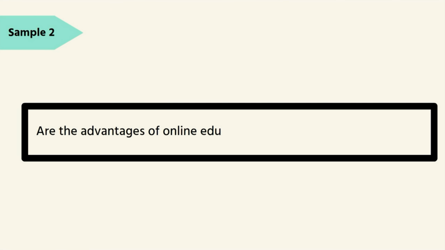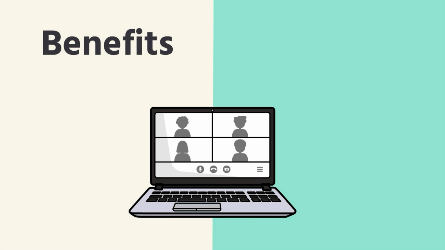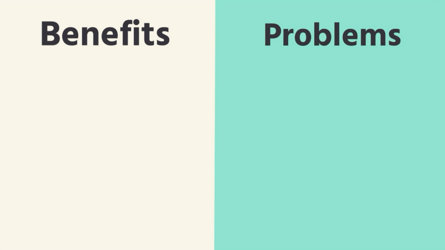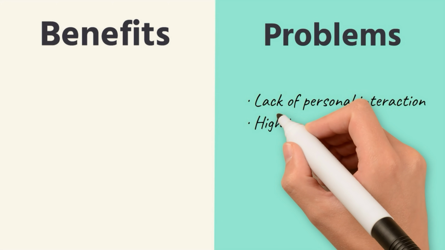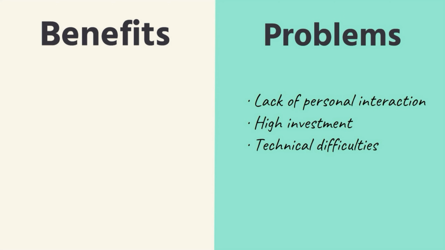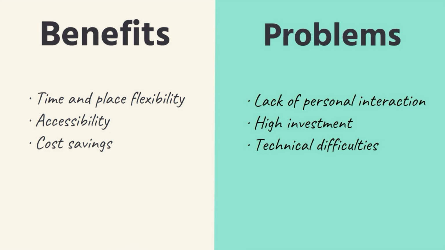Second example, do the disadvantages of online education outweigh the advantages? First, understanding the prompt. This question is asking if the problems with online education are more significant than the benefits. Second, list the supporting evidence. The disadvantages: lack of personal interaction, high investment in equipment, and technical difficulties for both teachers and students. Then the advantages: flexibility of time and space, accessibility, and cost savings.